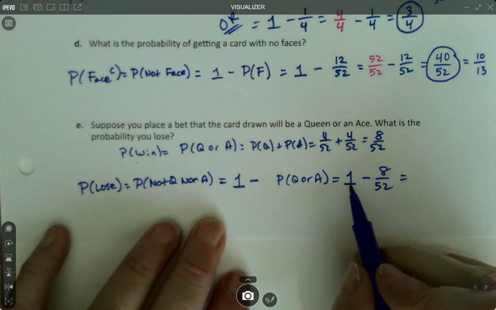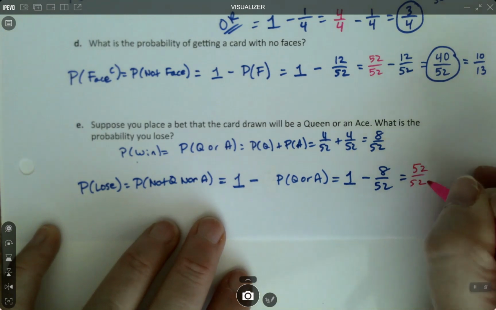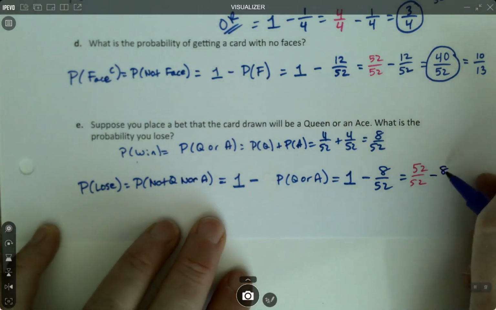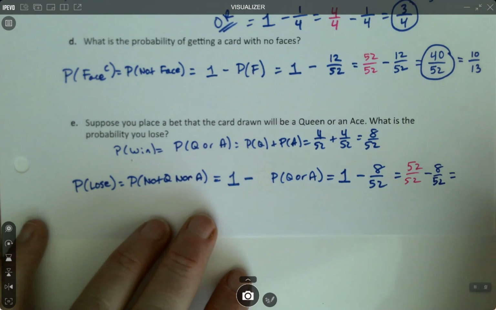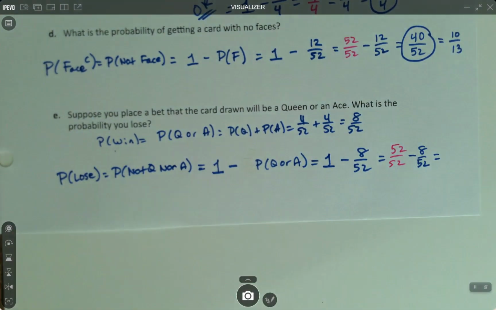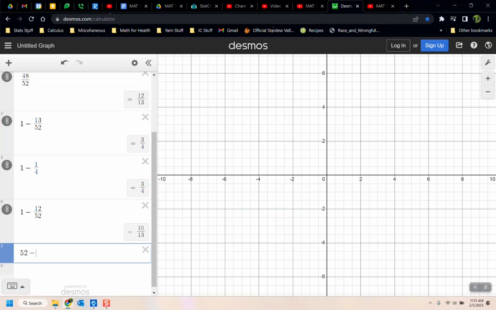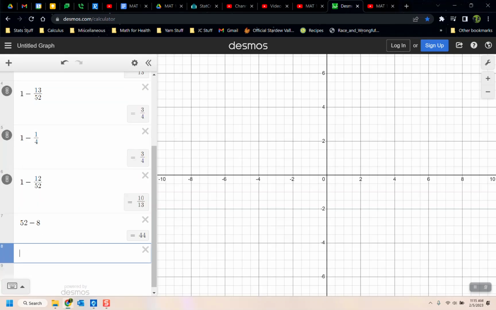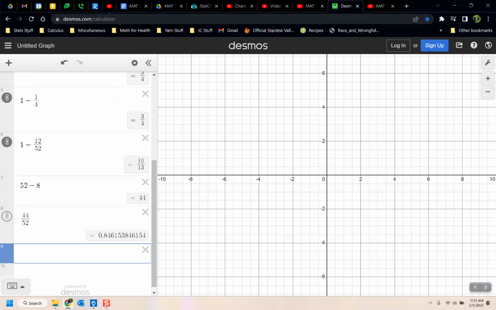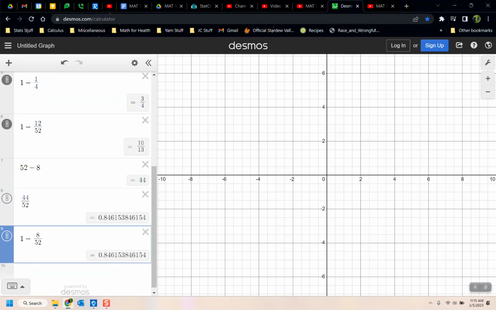Okay, well again, kind of make that 52 in your head. 52 out of 52, take away 8 out of 52 would get us, well, 52, take away 8, that would be 44 out of 52. So let me prove it to you. 52 take away 8 is 44. So according to me, it's 44 out of 52. Let me try 1 take away 8 out of 52. Lo and behold, they're the same. And if you want a reduced fraction, it's 11 over 13.